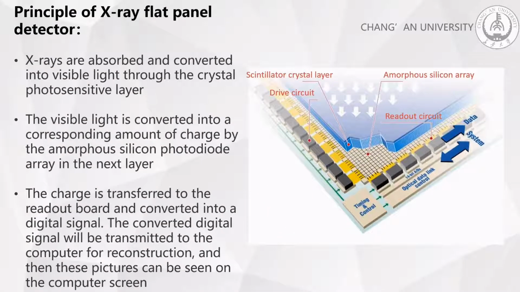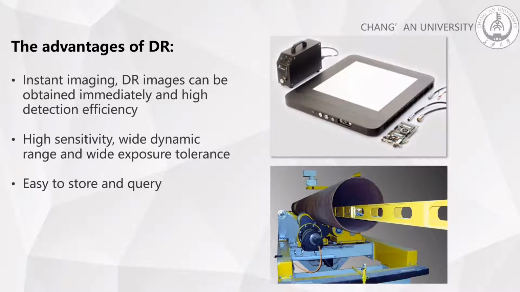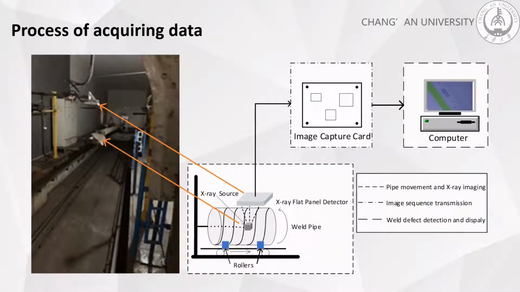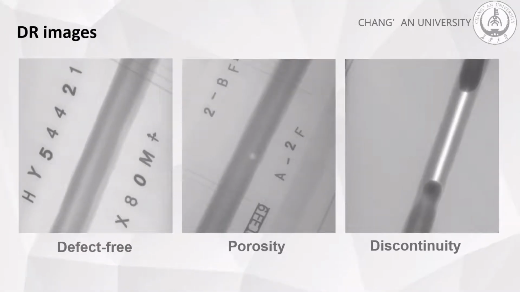Digital radiography is one of the most reliable techniques for welding inspections, and there are many advantages of digital radiography, such as instant imaging, high sensitivity, and so on. The data acquisition process is shown in the figure. The image on the left was taken at an oil pipeline factory where we conducted the experiment. Some DR images we collected are shown in the figure. Common defects mainly include porosity and discontinuity.